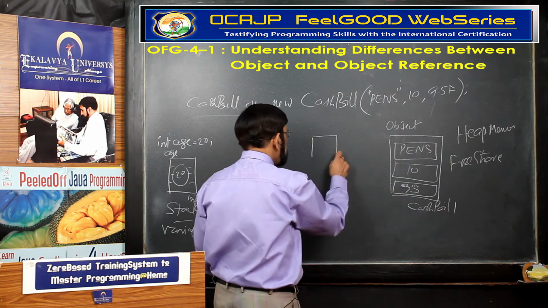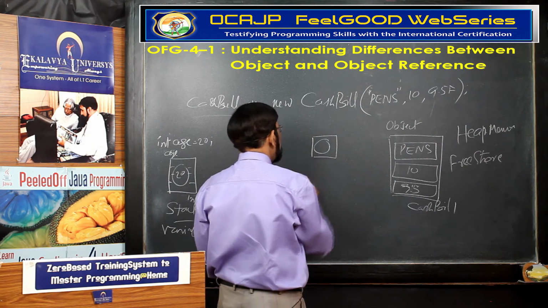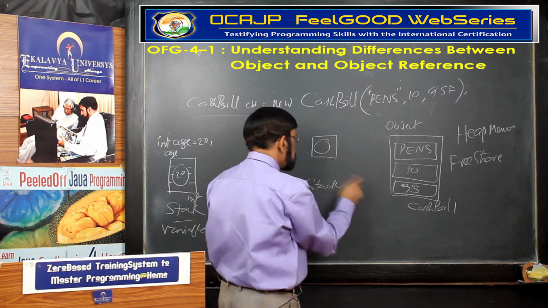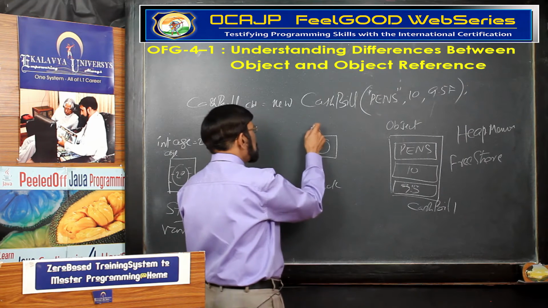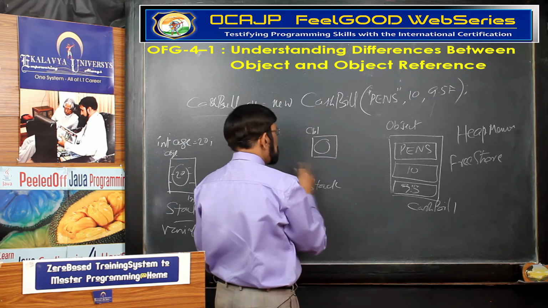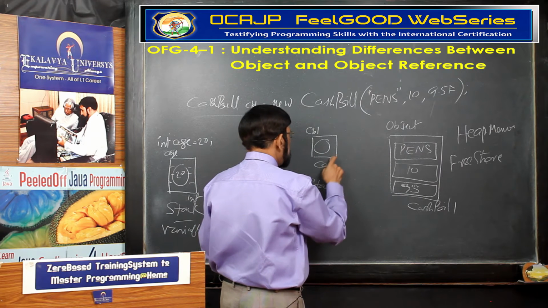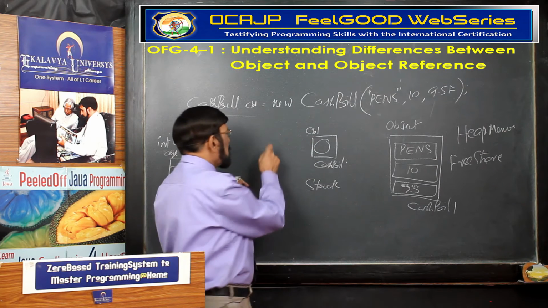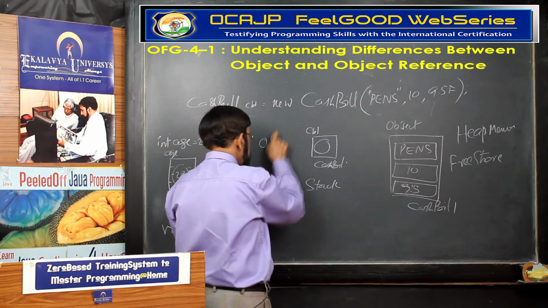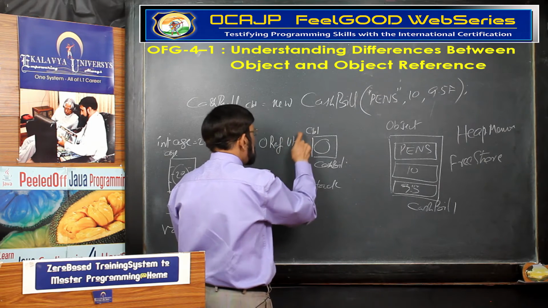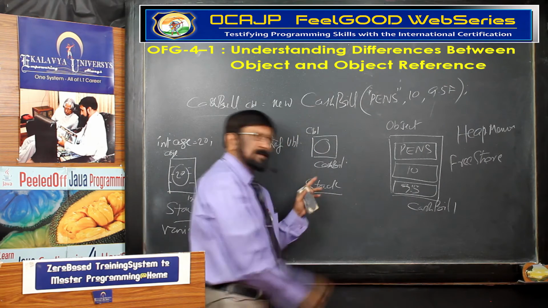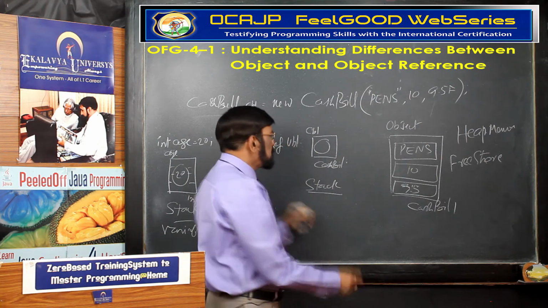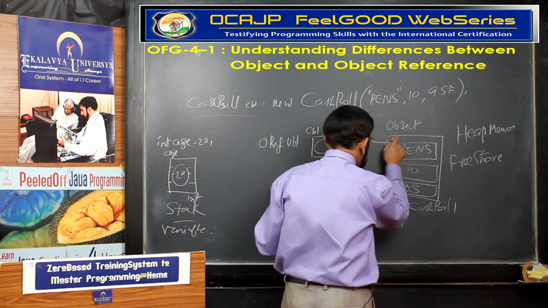Actually, one object reference variable should be created. For that, it is created on stack. That's where you can give names. Now cv1, its type is CashBill. This is created on stack. This is called an object reference variable. Always remember that. This is created on stack. This is created on heap. Here you cannot give a name. That's why we make an arrangement.